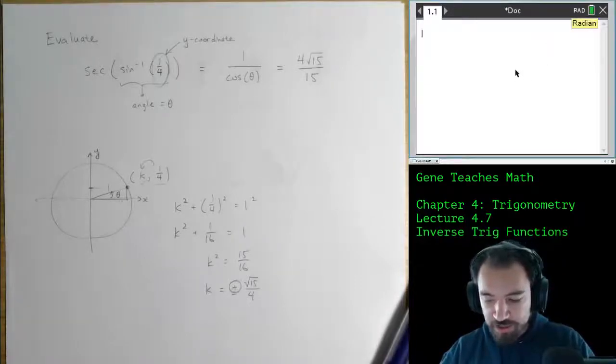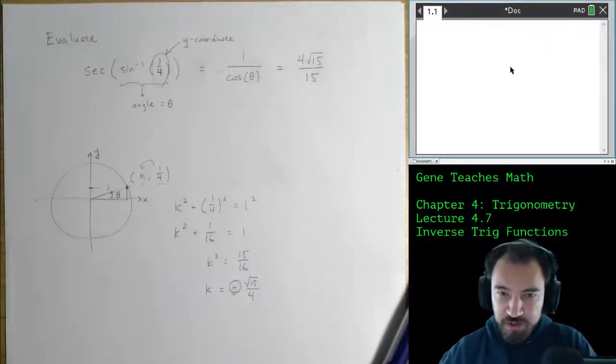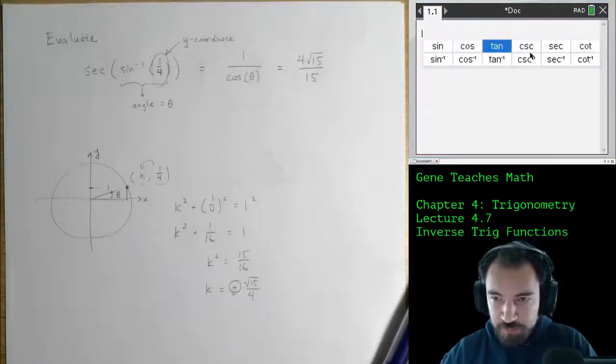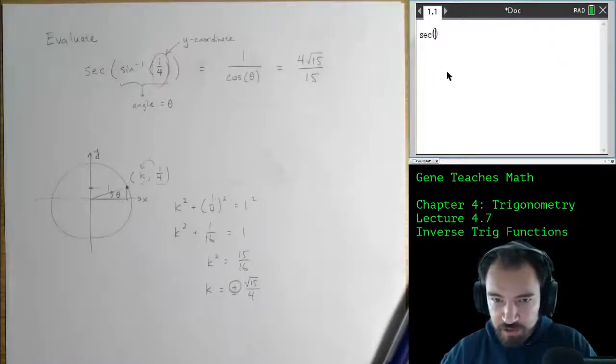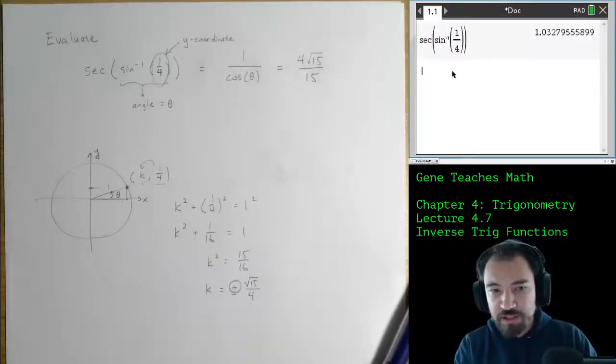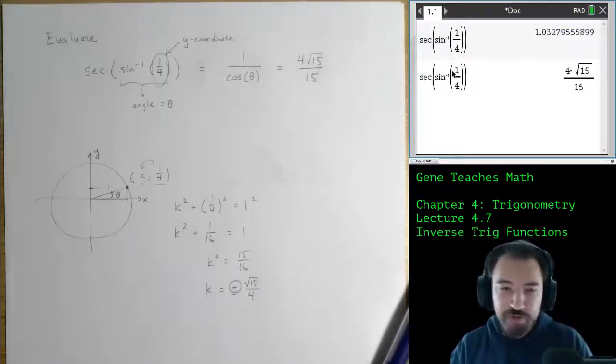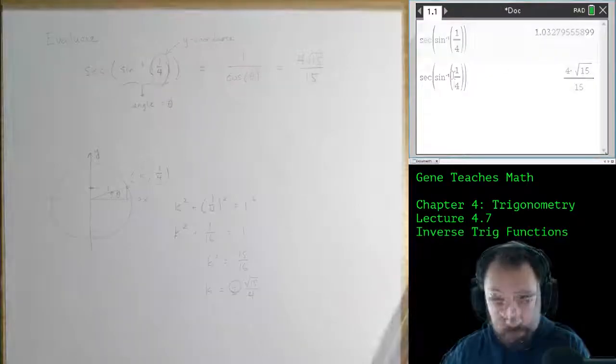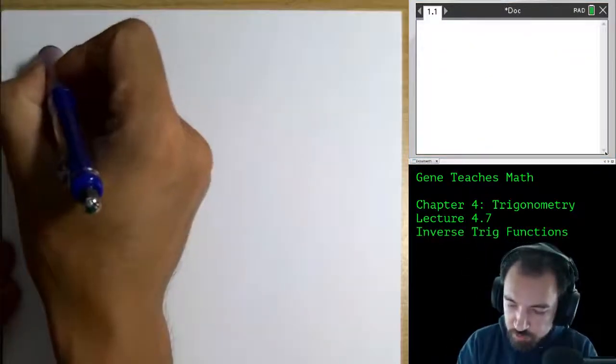Now let's ask the calculator what it thinks the answer is. So we'll type in trig secant of trig sine inverse of 1/4. That's the approximate value, and this indeed is the exact value. All right, 2 more and we'll call it a day.